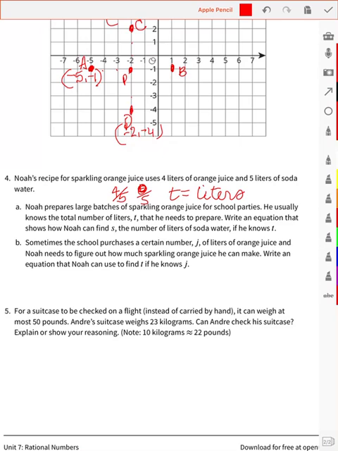Write an equation that shows how Noah can find S, the number of liters of soda water, if he knows T. So S is equal to 5 out of the 9. So if that's 4 of orange juice and 5 sparkling water, there are 9 liters altogether. So 5 out of 9 is the soda water times the number of liters.